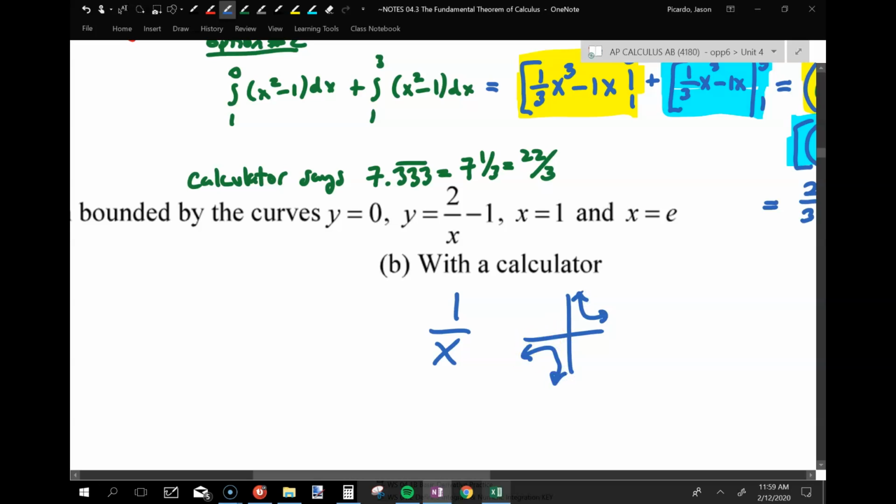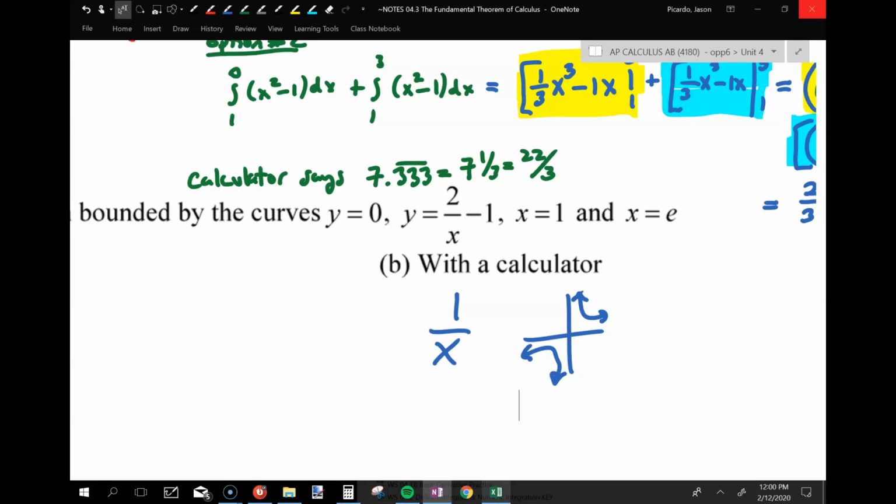So 2 over x looks really similar to that. And then what did I do to it? I subtracted 1, right? So it takes this graph and shifts it down 1 unit, which the asymptotic nature at 0 goes down to -1. You guys see it? Okay.